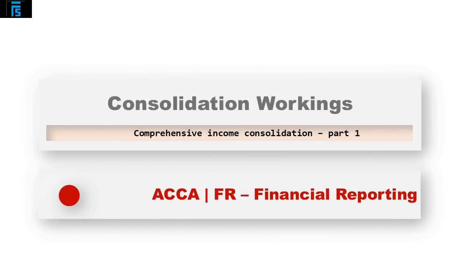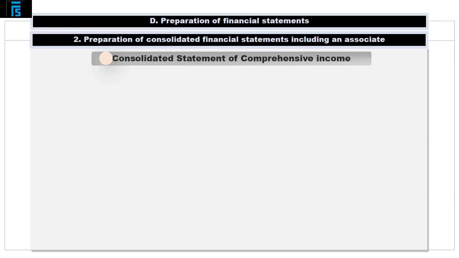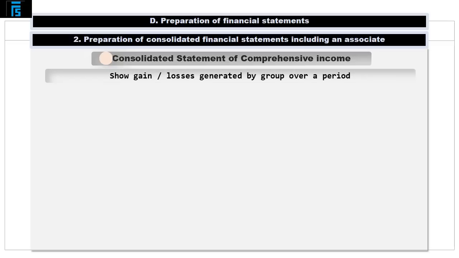In the fifth and sixth modules of the course section devoted to consolidation workings, we turn our attention to the adjustments and workings required in order to prepare a consolidated statement of comprehensive income, and in particular, the consolidated income statement. The aim of the consolidated statement of comprehensive income is to show the gains or losses generated by the group over an accounting period as if that group were a single economic entity.